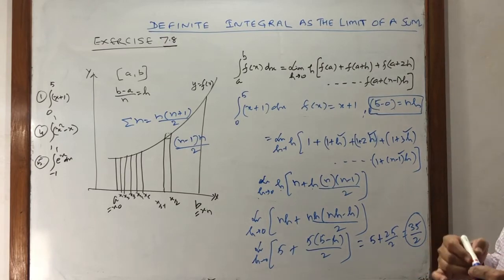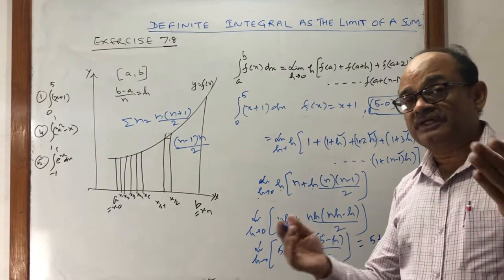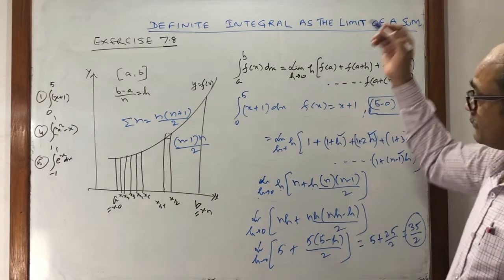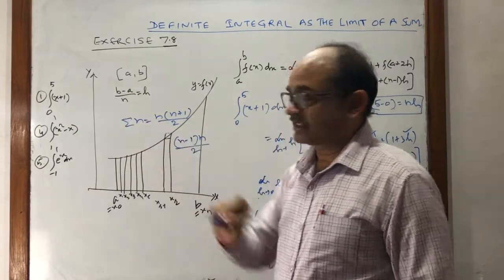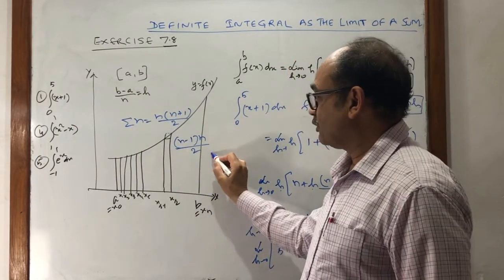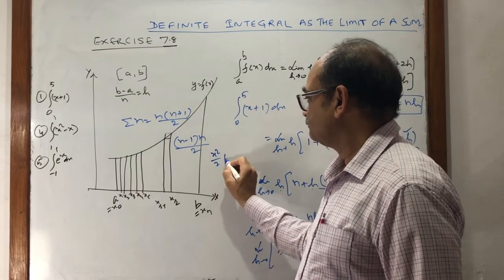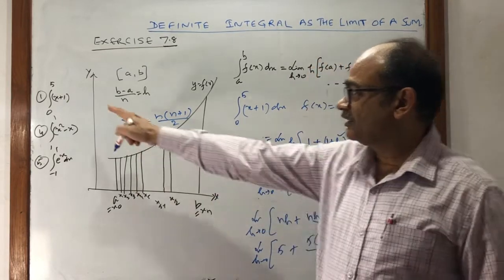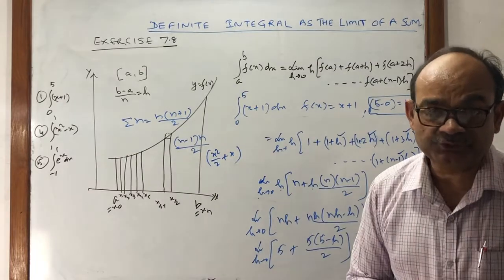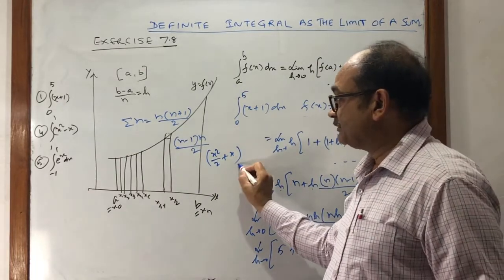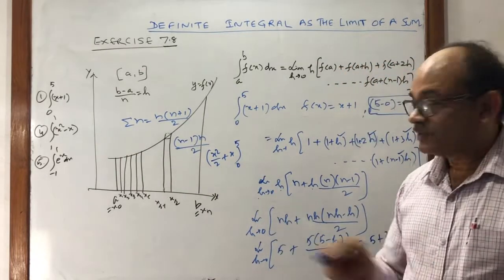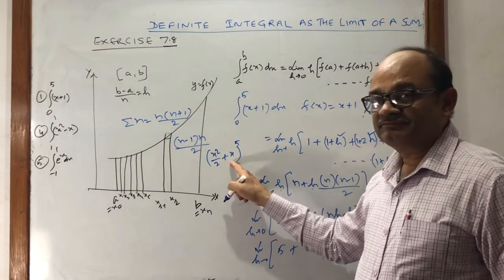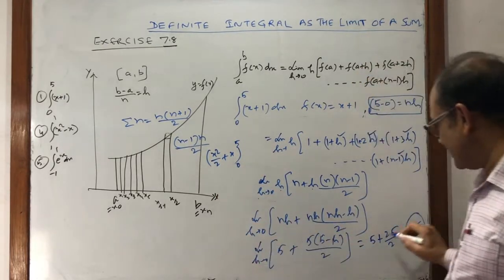And in the rough column, you may check easily. What is the question? Integral from 0 to 5 of x plus 1. Now we check in the rough column. The integral of x plus 1 is x square by 2 plus x. Now apply the limit 0 to 5: 25 by 2 and 5. Correct? So the answer is correct.